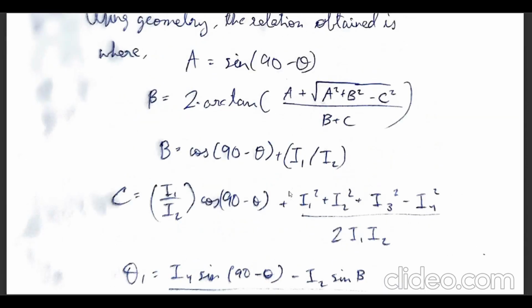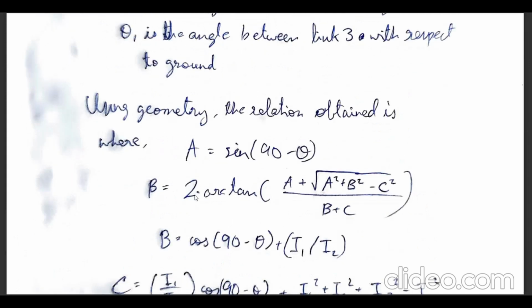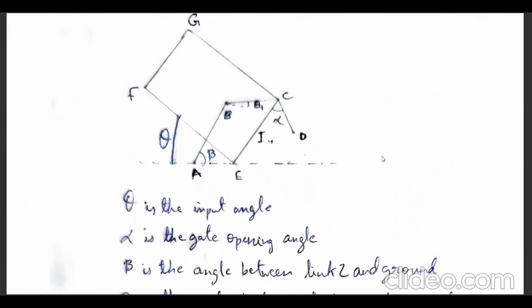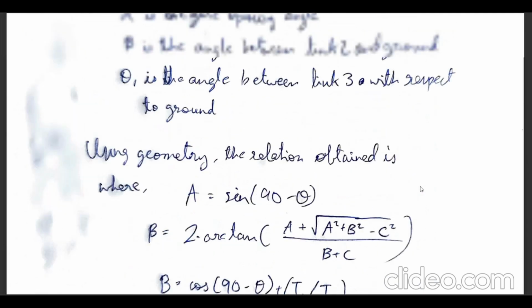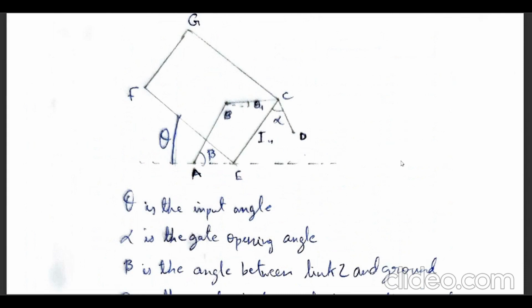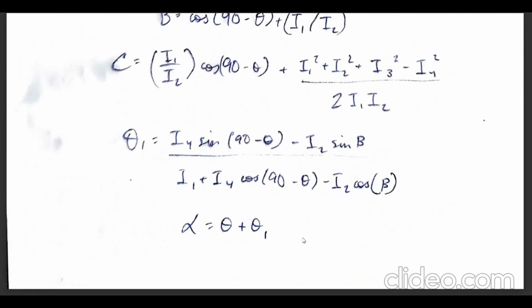And now from these relationships and simple geometry in this diagram, we can also infer that theta 1 equals L4 sin 90 minus theta minus L2 sin theta upon L1 plus L4 cos 90 minus theta minus L2 sin theta. Basically, this whole equation. And further inferring from this diagram, we can also say that alpha equals theta plus theta 1.